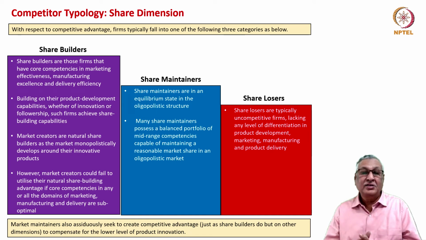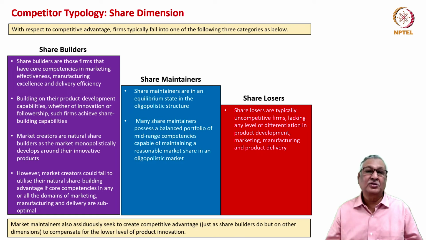The second category is that of share maintainers. Share maintainers are in an equilibrium state in the oligopolistic structure. They are not share seekers. They are also not going to give away their share all too easily. They have a balanced portfolio of mid-range competencies capable of maintaining a reasonable market share in an oligopolistic market.